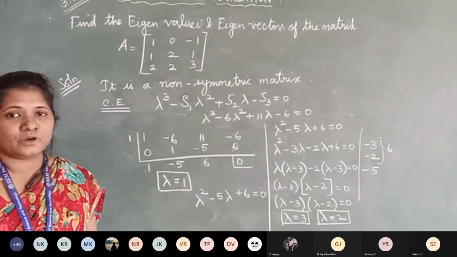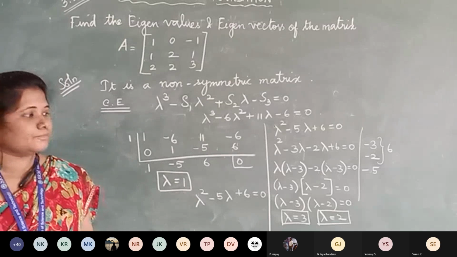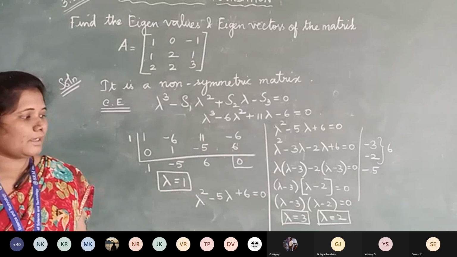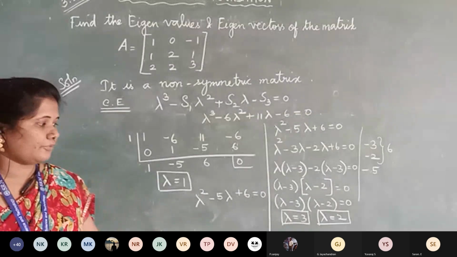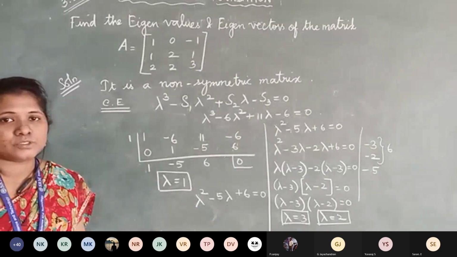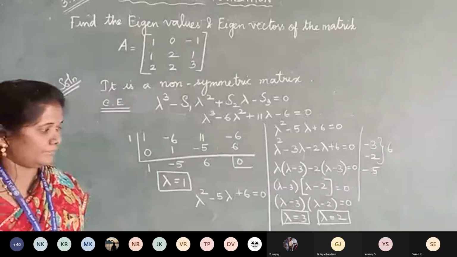Any doubts you've got? Write it down. After you finish writing, the eigenvalues are 1, 2, and 3. Write it down.